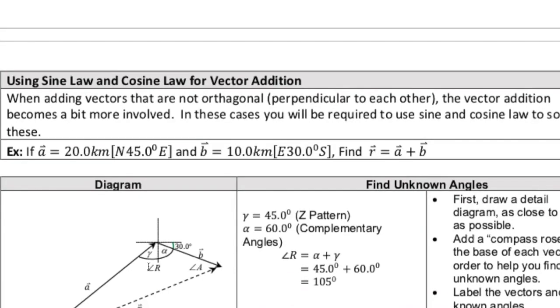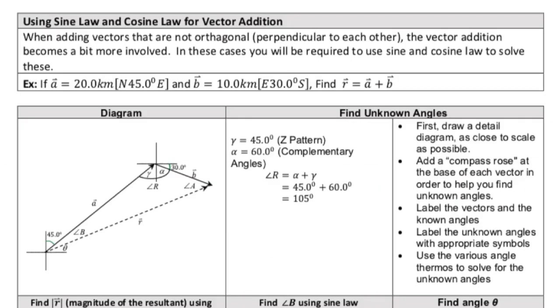But as I mentioned earlier, they're not always that easy. Let's take a look at this example over here. In this example, we want to find the resultant of vector A plus vector B. But vector A is going 20 kilometers north 45 degrees east, whereas vector B is 10 kilometers east 30 degrees south. Neither of those two vectors are playing nicely.